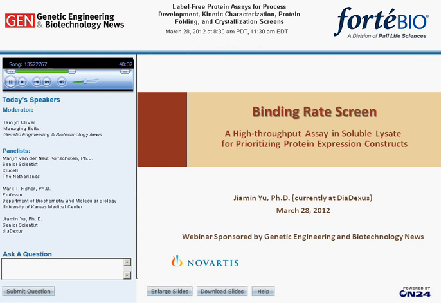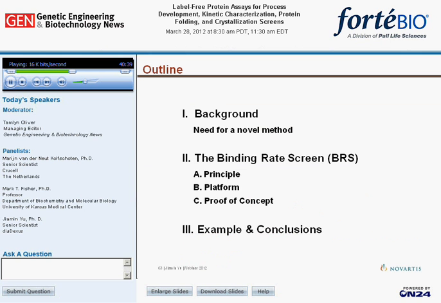Here's the outline of my talk. I will first share with you some pre-binding rate screen experience, which really led me to have a strong desire to develop a novel method. I will then describe the principle behind the method, how it's done, and how we have demonstrated the method works. Due to time limitation, I will only go through one additional example with concluding remarks. And by the way, all of this work was done while I was still at Novartis, and the work has been published in Analytical Biochemistry in 2010.